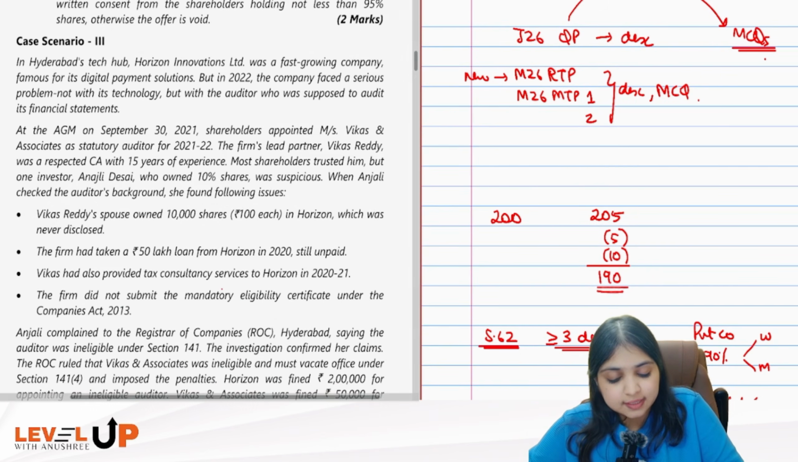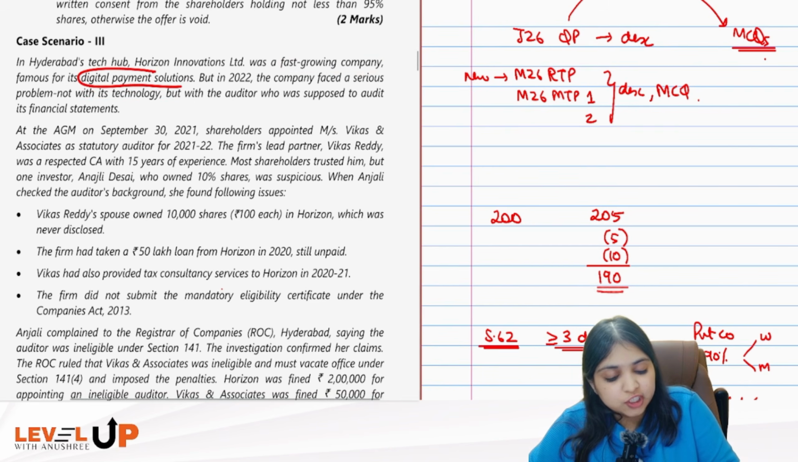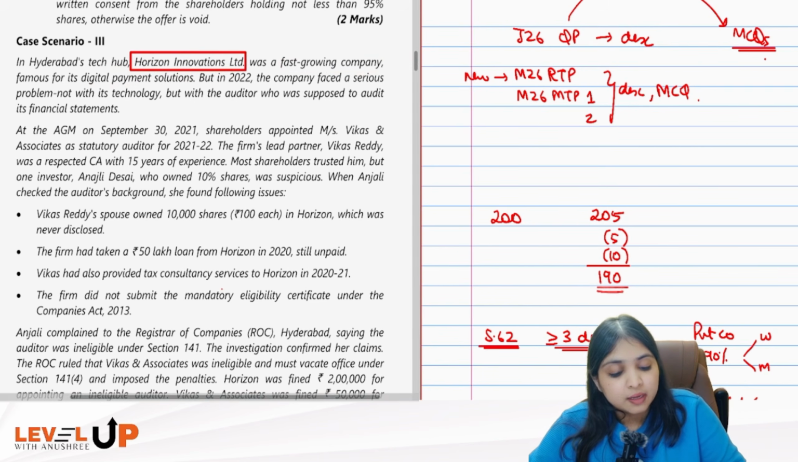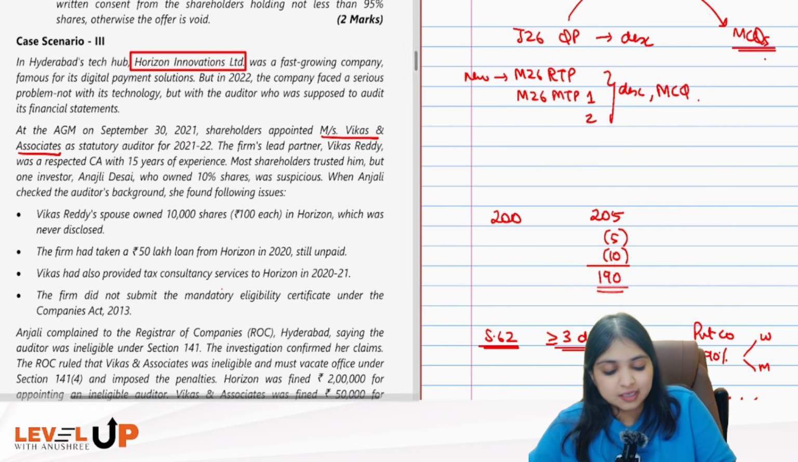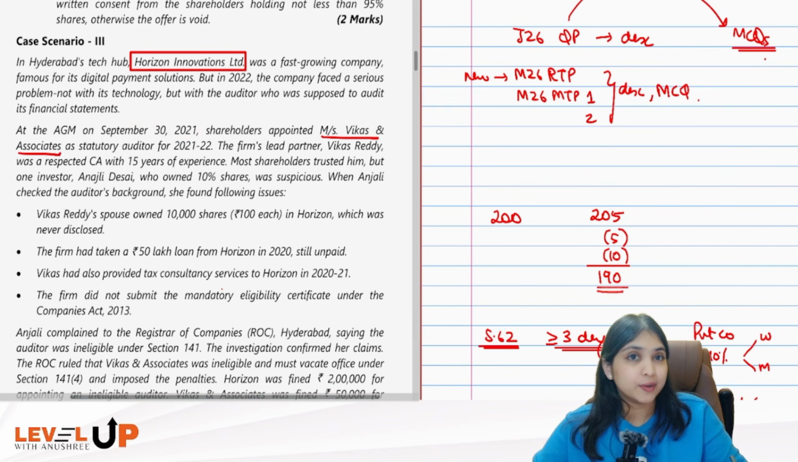The third one says, in Hyderabad's tech hub, Horizon Innovations Limited was a fast-growing company, famous for digital power solutions. So the company is Horizon Innovations Limited. In 2022, the company faced a serious problem, not with its technology, but with the auditor who was supposed to audit its financial statements. At the AGM on September 30, 2021, the shareholders appointed Messrs. Vikas and Associates as statutory auditor for 21-22.